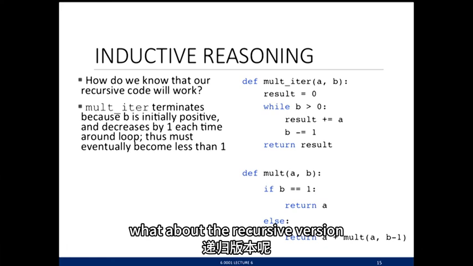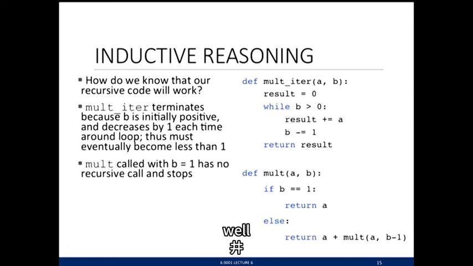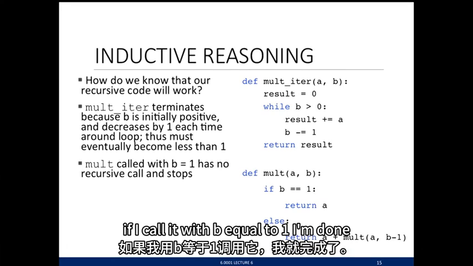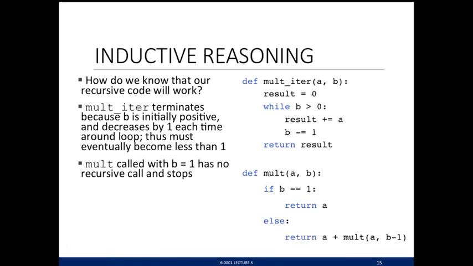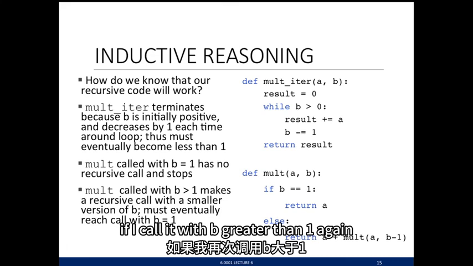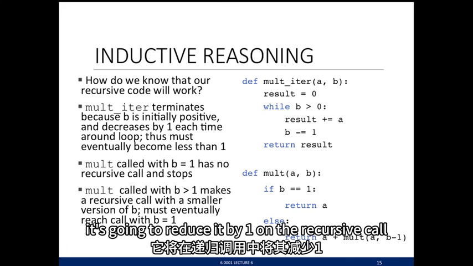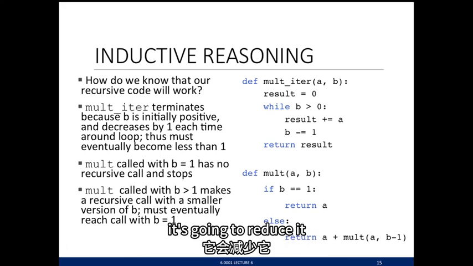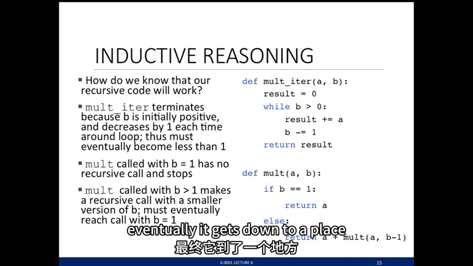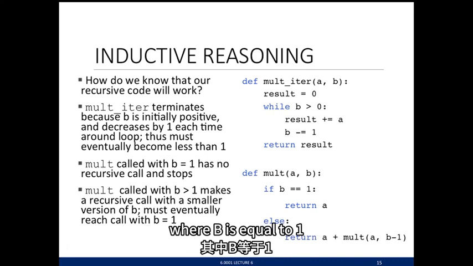What about the recursive version? Well, if I call it with b equal to 1, I'm done. If I call it with b greater than 1, again, it's going to reduce it by 1 on the recursive call, which means on each recursive call, it's going to reduce it. Eventually, it gets down to a place, assuming I gave it a positive integer, where b is equal to 1. So it'll stop, which is good.